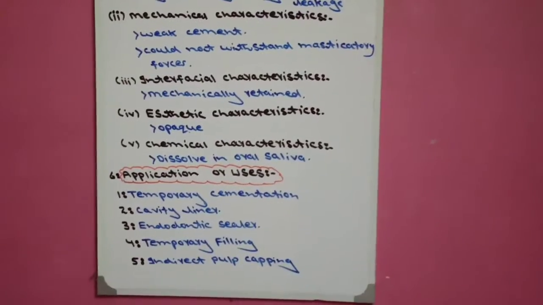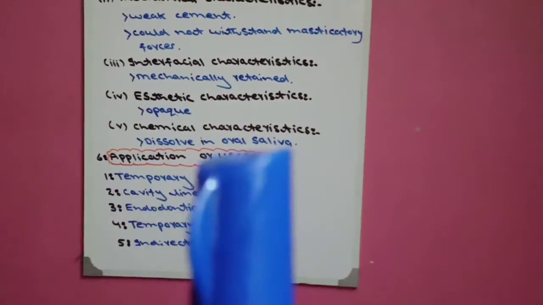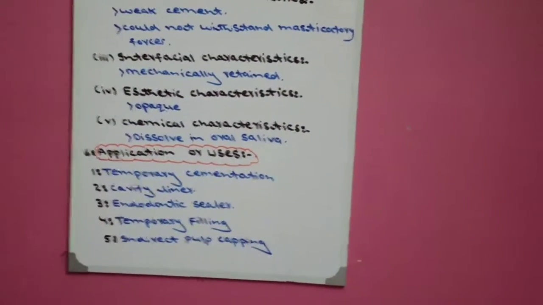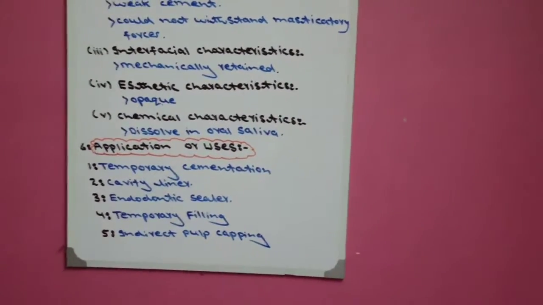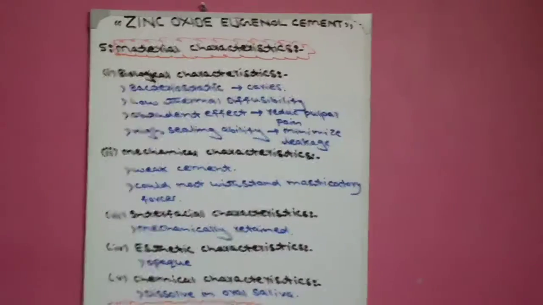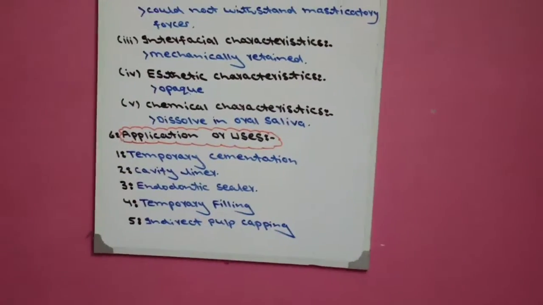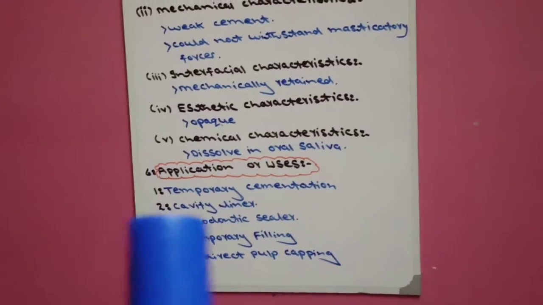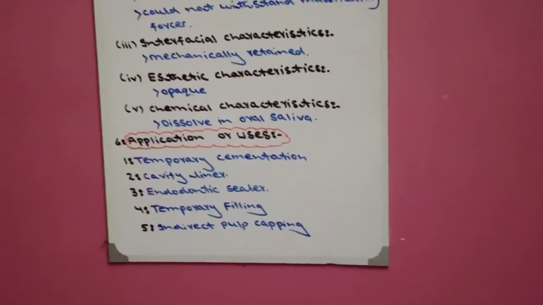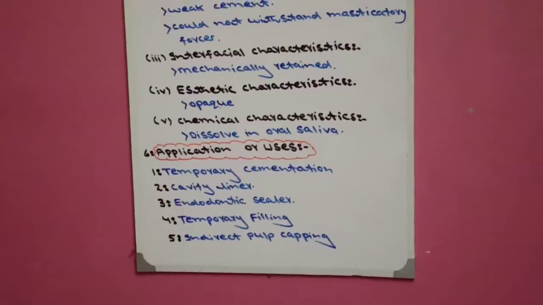Fifth characteristic is chemical characteristics. In chemical characteristics, zinc oxide eugenol is dissolved in oral saliva. Therefore, with time, zinc oxide is dissolved in oral saliva. This is the material characteristics. Now come to the last, the applications or uses of zinc oxide eugenol cement. There are 5 uses of zinc oxide eugenol cement. Number 1, temporary cementation, like cementation or luting of a crown or bridge.